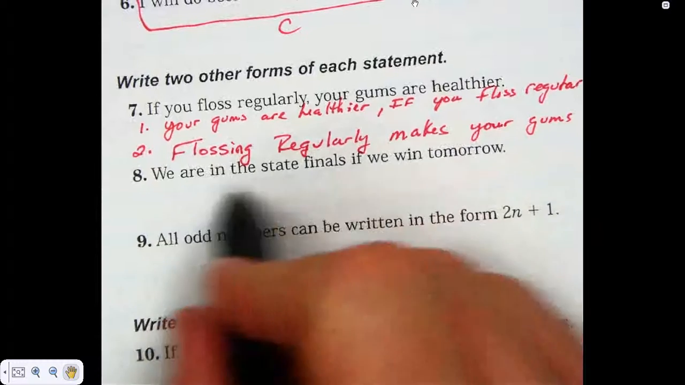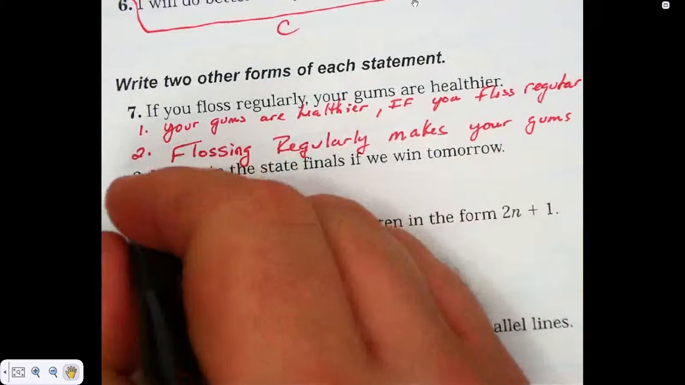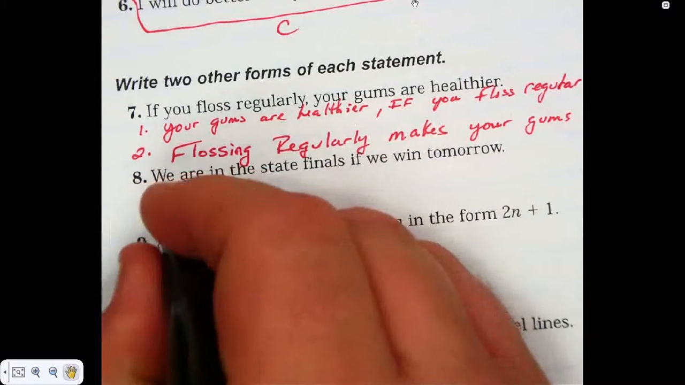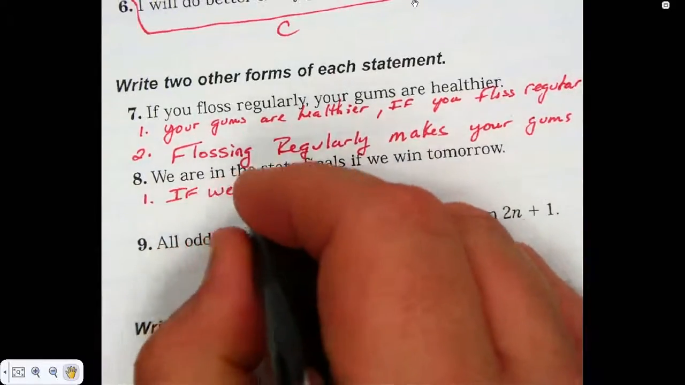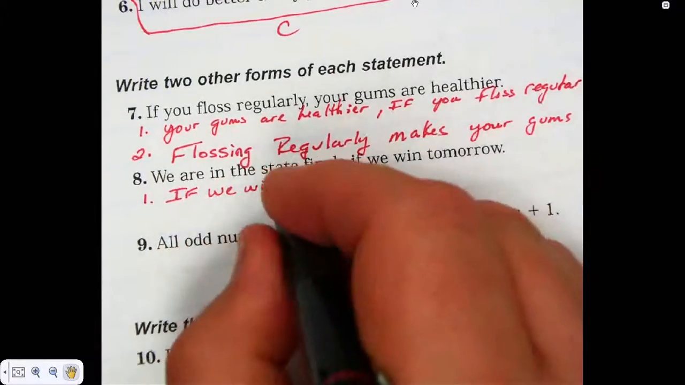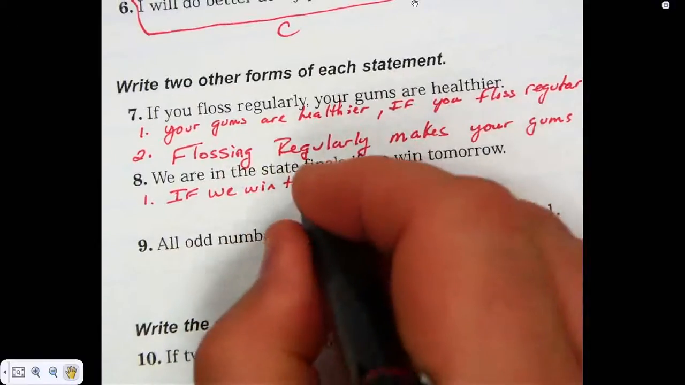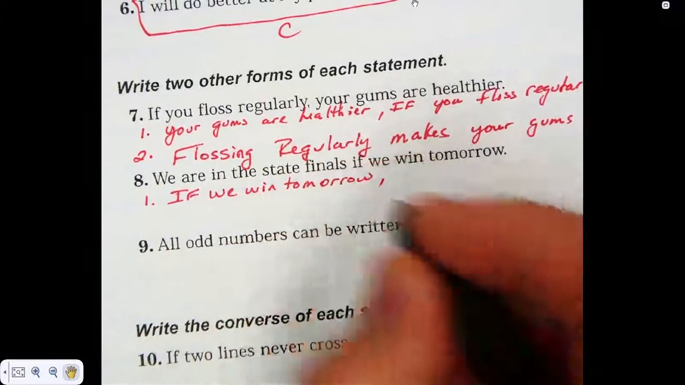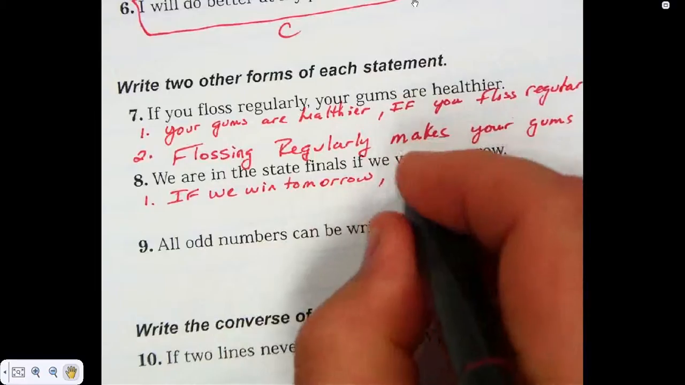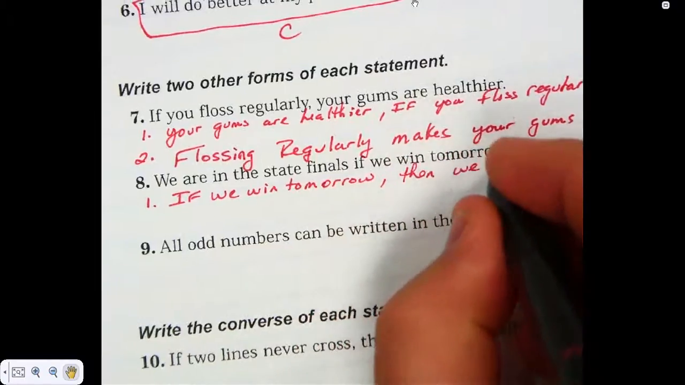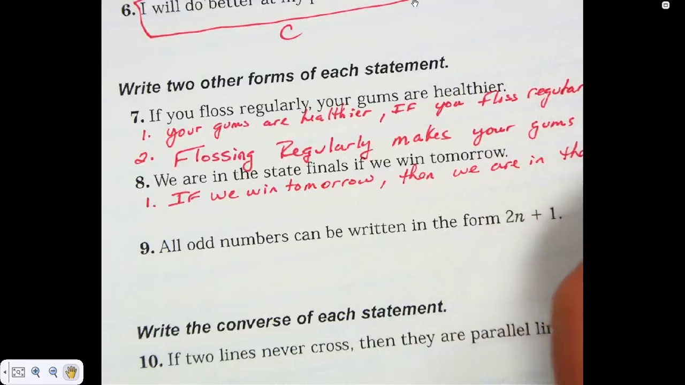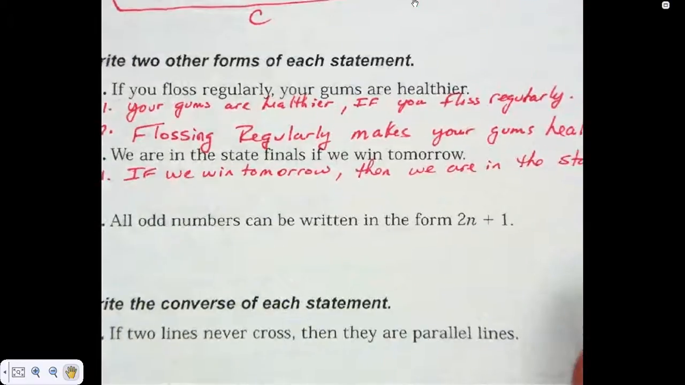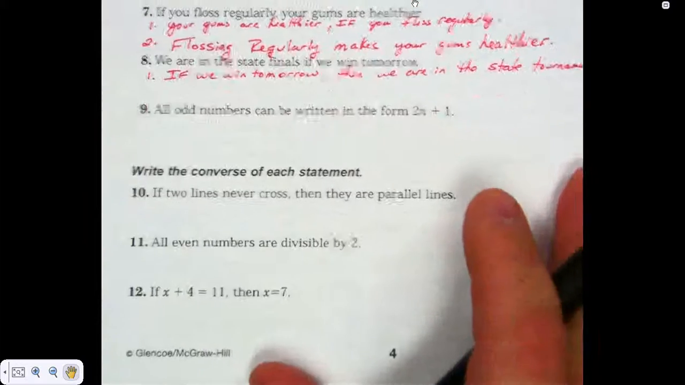We are in the state finals if we win the tournament. So my first one is, I could just change this to a good old-fashioned if-then statement, right? If what? If we win tomorrow. Then we are in the state tournament. I better zoom out a little more.